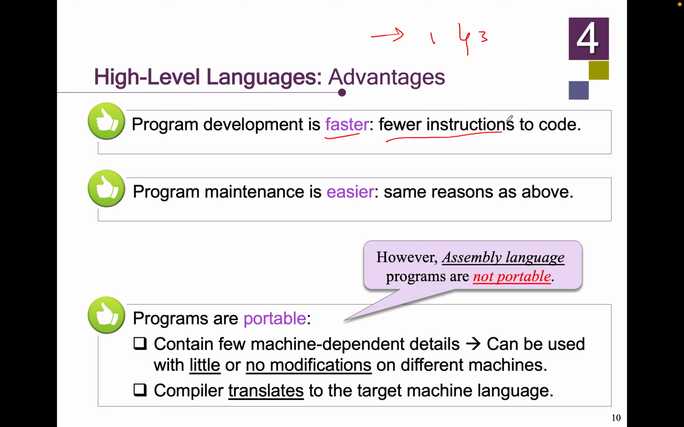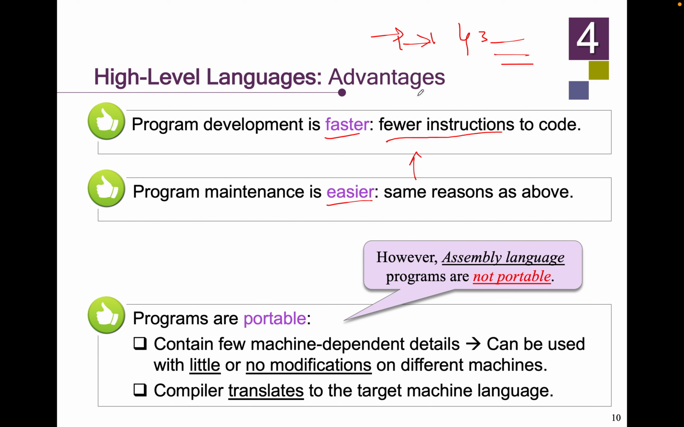Second, what else? Okay, you can see here, program maintenance is easier, which is also acceptable because there is less code. So we can maintain only 1 line, while for this one we need to change 3 lines. So that is the reason.